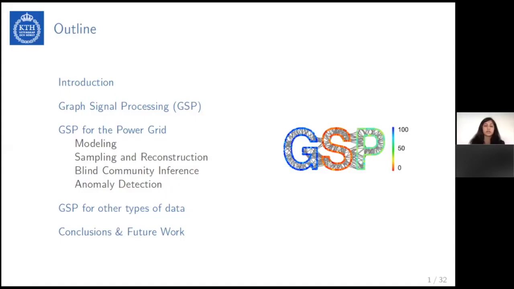going to talk about graph signal processing for other types of data, motivated by the same kind of modeling ideas that we develop. And with this, I'm going to conclude.